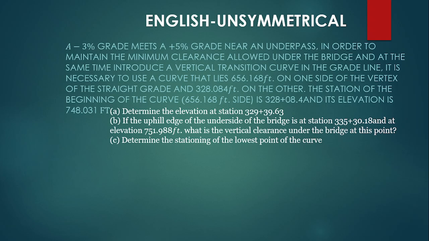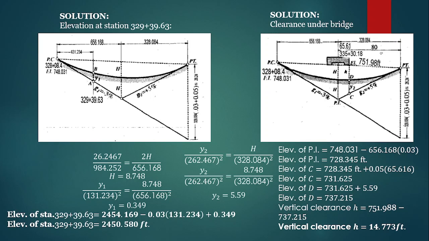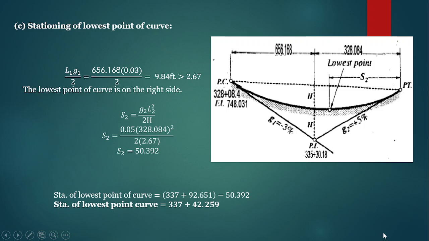Ito po yung problem sa asymmetrical. Iniba ko lang po yung value ng elevation station since ito po ay English. So, same process lang din ang ginawa ko. Binago ko lang yung mga value nito. Ayan, resulting to 2450.580 feet. And then, ganoon din po dito. Pagkakuha ng Y2, kinuha na yung elevation of P1. So, vertical clearance. Dito rin po, same din. Ayun po. Thank you po.